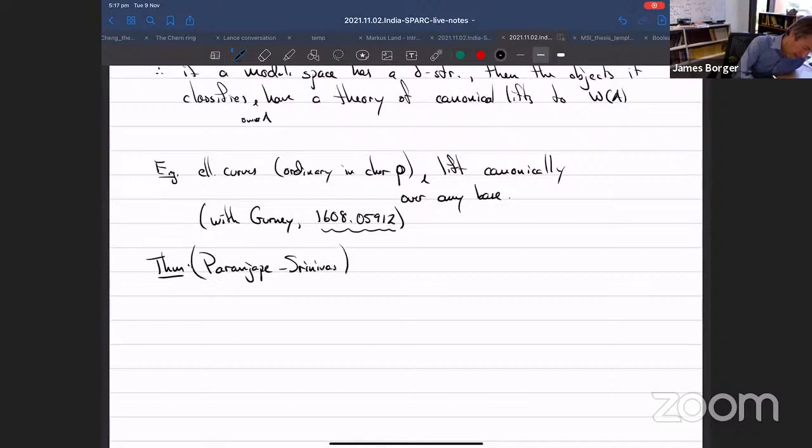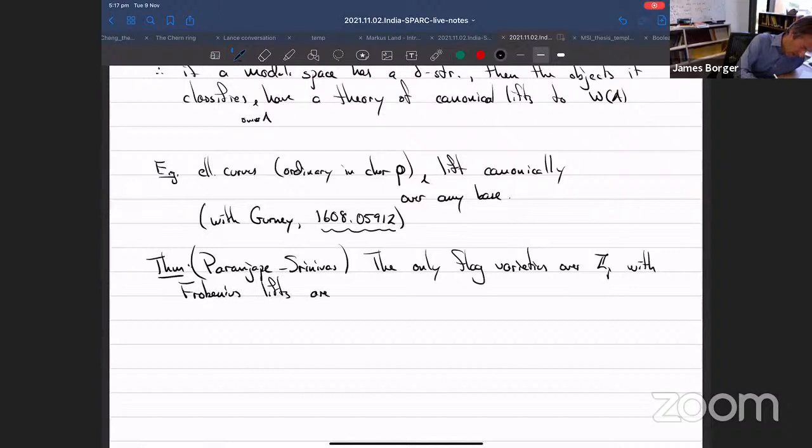Which is that the only flag varieties over Z_p with Frobenius lifts are projective spaces.